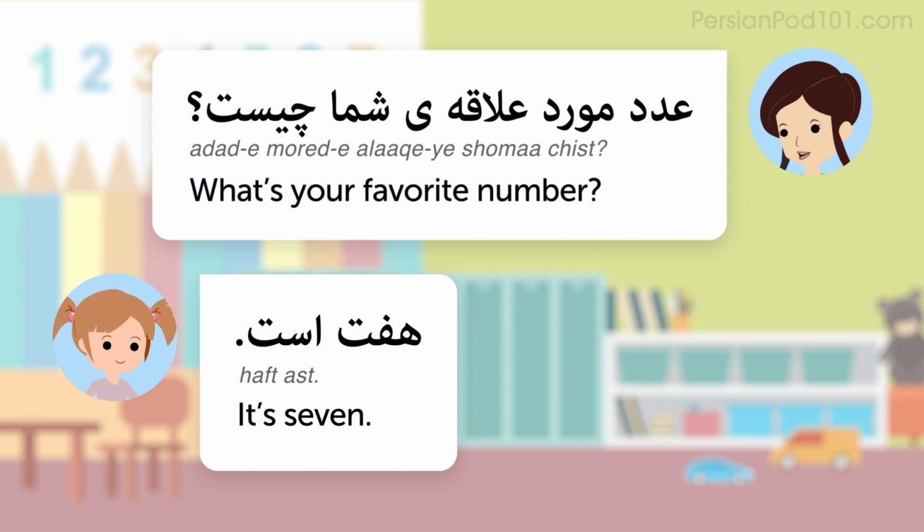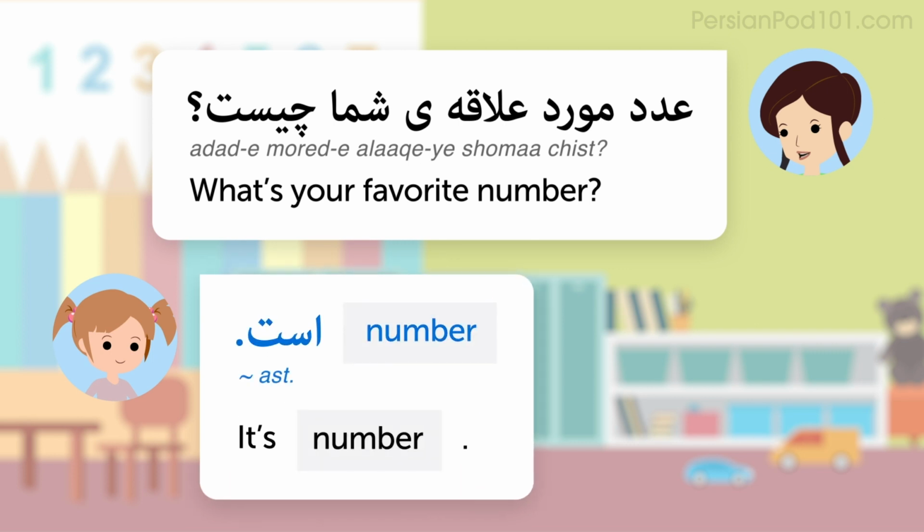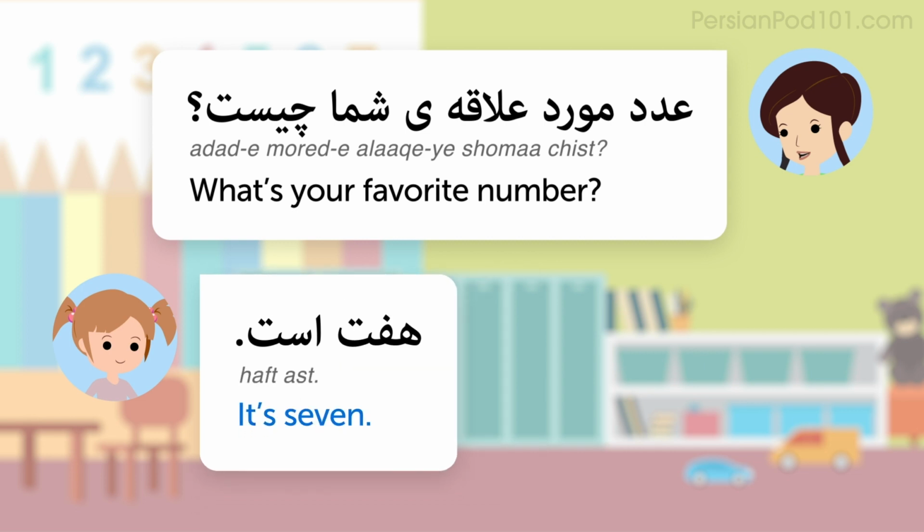Now, how do you answer this question? The pattern is number is. This Persian sentence literally translates into number is, but it means it's number in English. For example, it's 7.